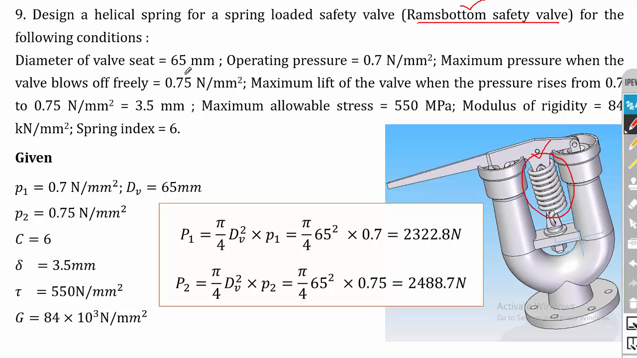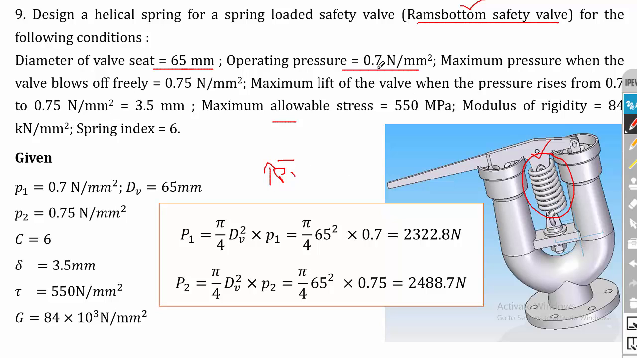So the diameter of the valve seat is 65 mm. The operating pressure is 0.7 Newton per mm square. So here we have two pressure values. The first one is operating pressure, that is P1, just like the pressure relief valve design. Then maximum pressure when the valve blows off freely.